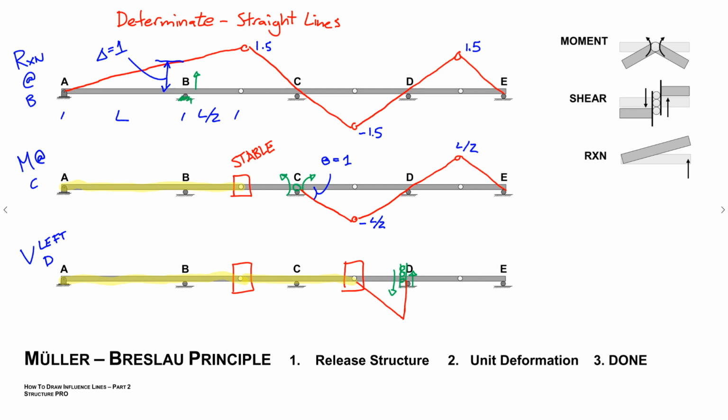And here's the shear to the left of D. Just note, whatever I've highlighted in yellow, it means that part of the beam was fixed. It had to be straight. And you can see that just logically based on the supports.